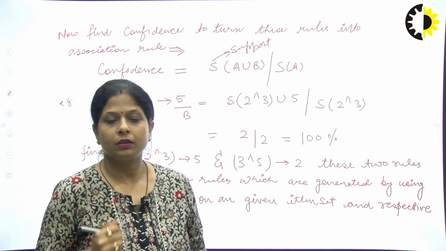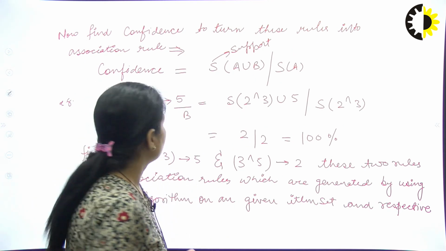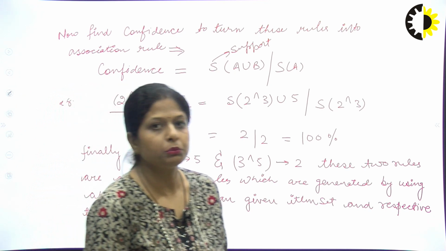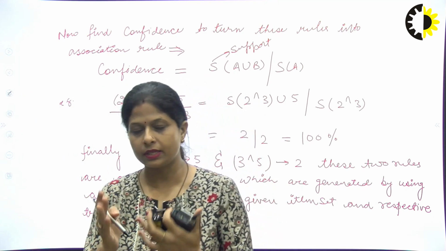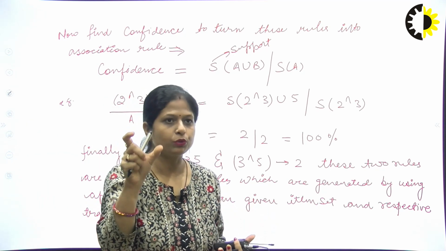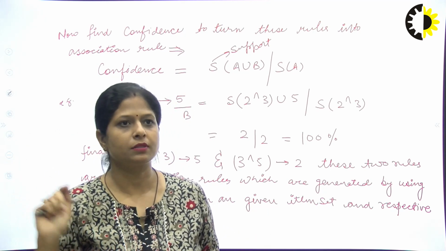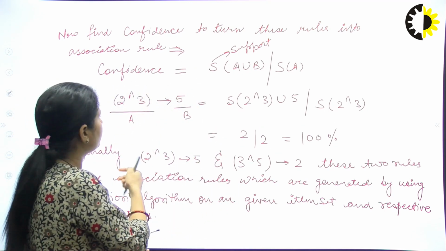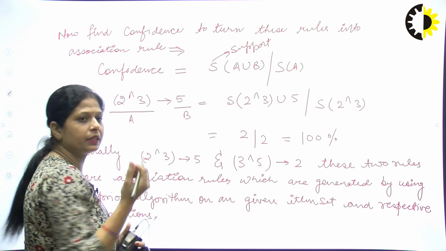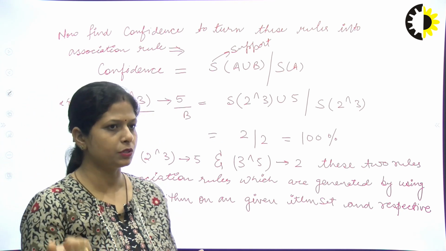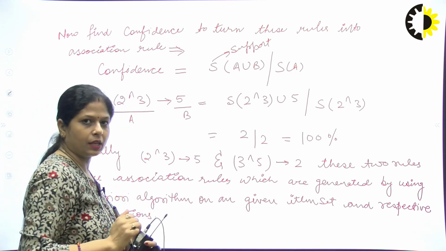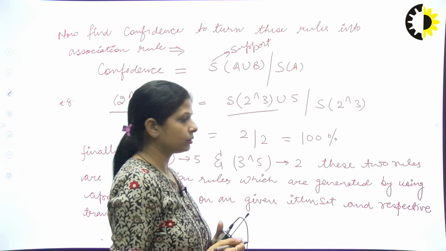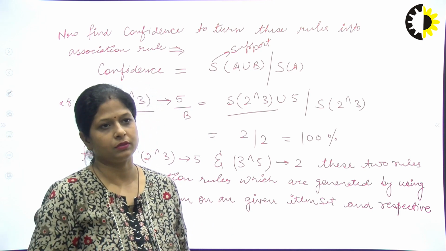Now we find the confidence, to turn these rules into association rules. For that, we have a formula: confidence is equal to support of A union B divided by support of A. We put the values in the formula. I am taking the example of 2,3 gives us 5, where 2,3 is indicated as A and 5 is indicated as B. Then 2 divided by 2 is 100%.